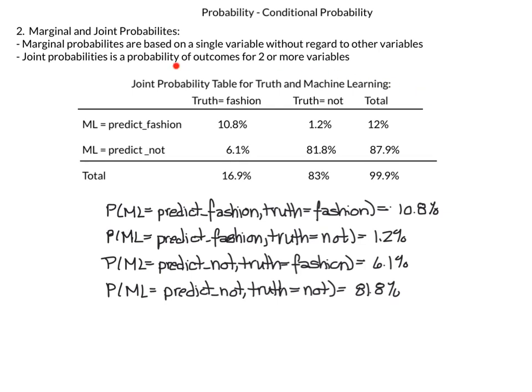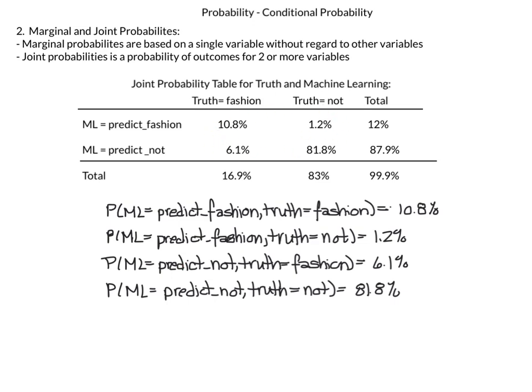So I neatened up that joint probability table for truth and machine learning. Here we have the truth equals fashion column, truth equals not column, the machine learning equals predict fashion row, and machine learning predict not row. These totals for these rows are the marginal probabilities for the machine learning. And these two totals for the columns are the marginal probability for the actual truth, what the experts say. And then you can read off these joint probabilities, right?